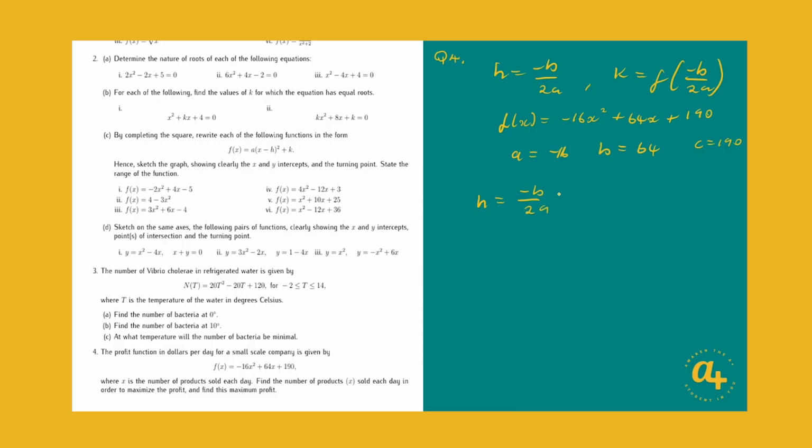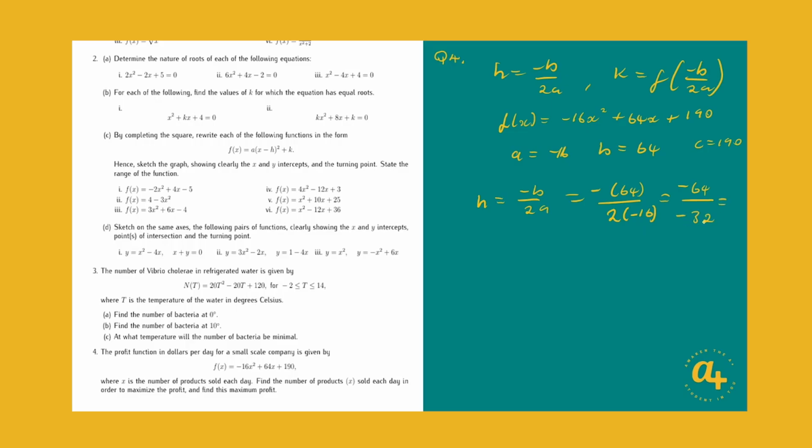The next thing that we're going to do is substitute the values of b and a into this equation here, so that we have negative. Our b is 64, so we're going to have 64. And in our denominator, we're going to have 2, and we know that our a is negative 16, so we're going to have negative 16 over there. And then we're going to say equals. So if we simplify this further, we're going to have negative 64 divided by 2 times negative 16, which is going to give us negative 32.